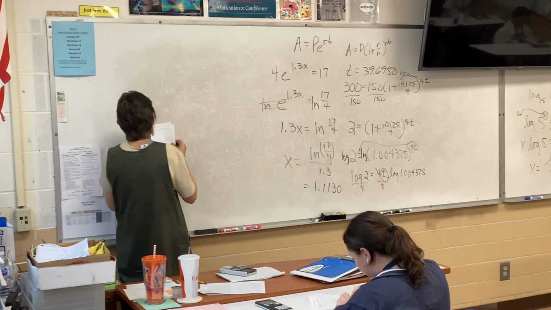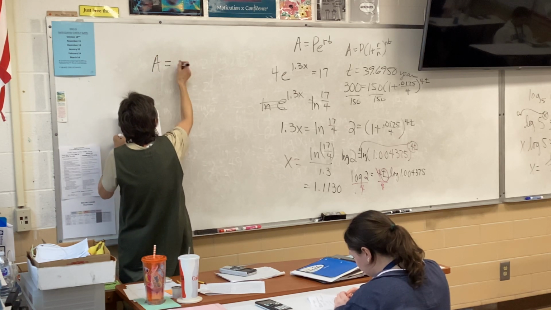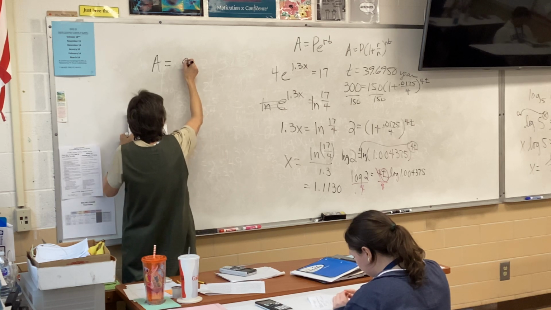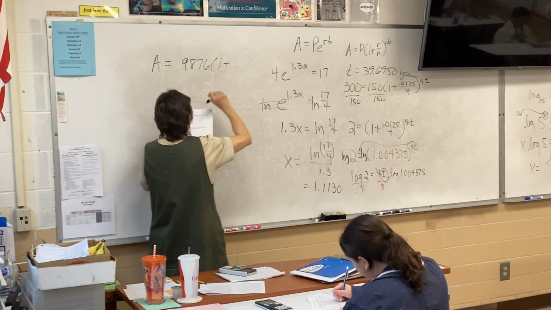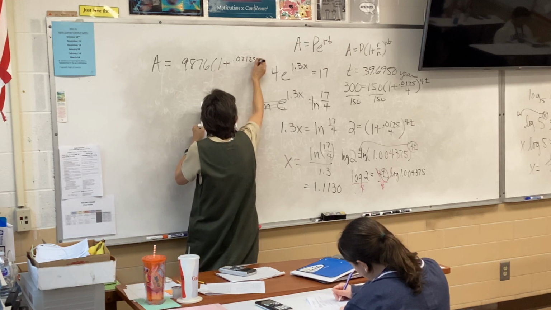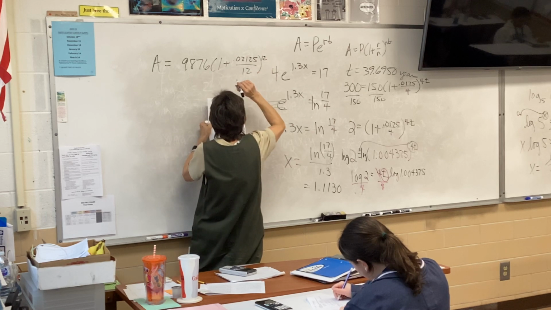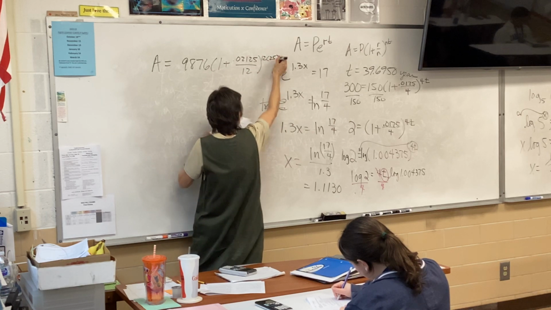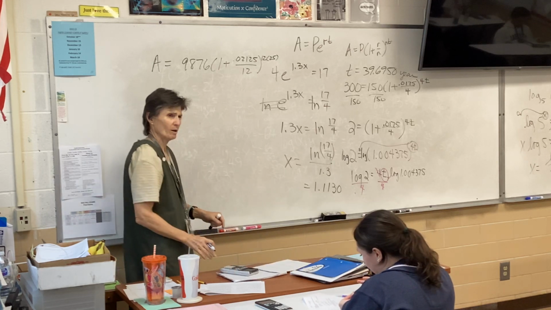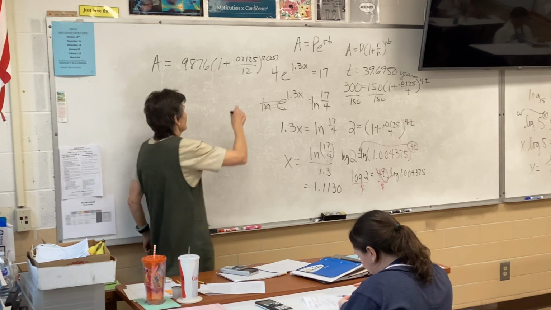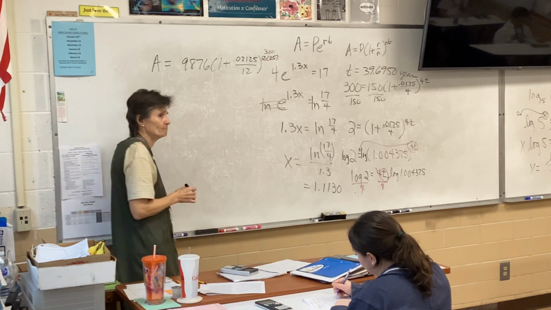All right, B, what do we got? Same formula. Do we have an A? No. Do we have a P? Yes, 9876, 1 plus. Do we have an R? 0.02125. Do we have an N? 12. And do we have a T? 25. This is easy. Just plug it in, right? What's 12 times 25? 300. Let's make that a 300 just to simplify our lives a little bit.